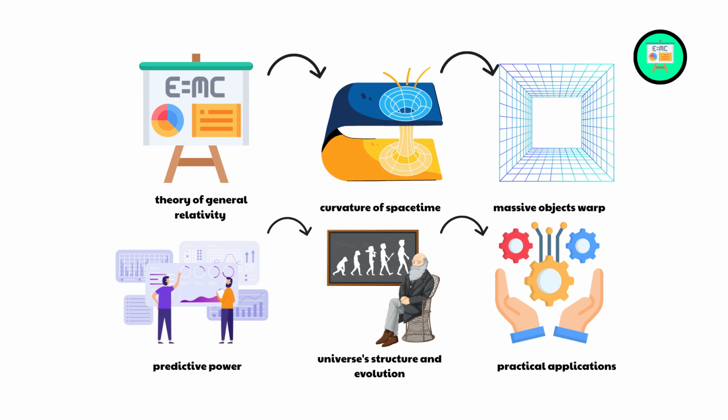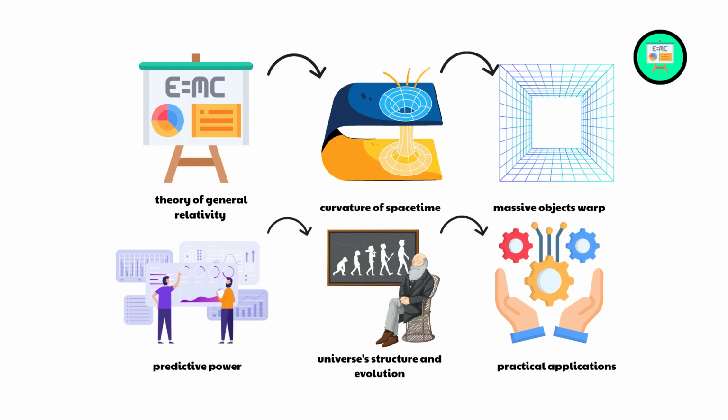At its heart, general relativity proposes that massive objects warp the fabric of space-time around them. This warping is what we experience as gravity. The theory paints a picture of the universe where space and time are not fixed and absolute, but dynamic and intertwined. One of the most striking aspects of general relativity is its predictive power.